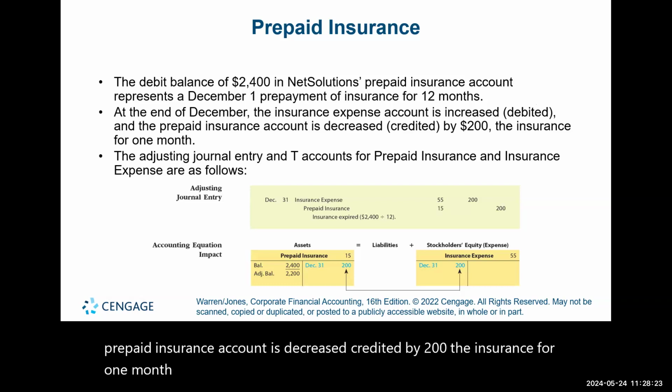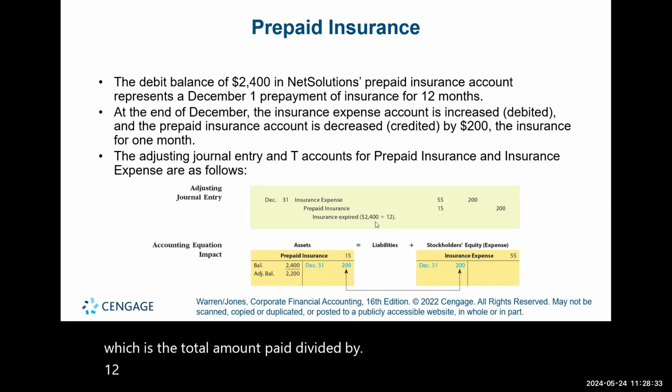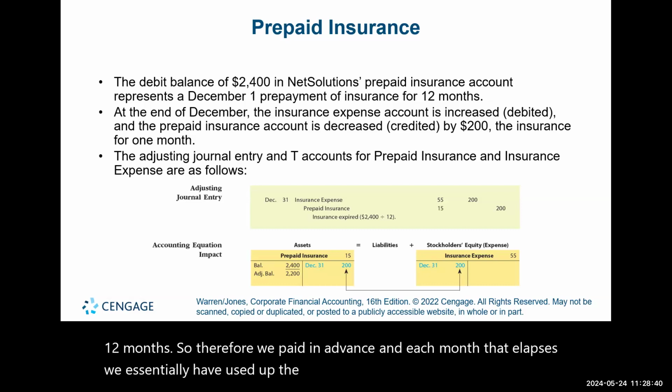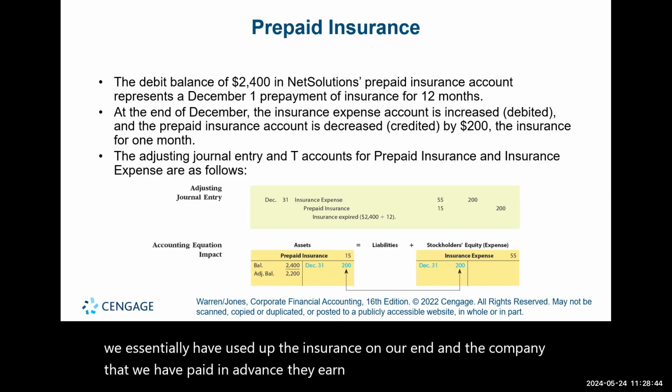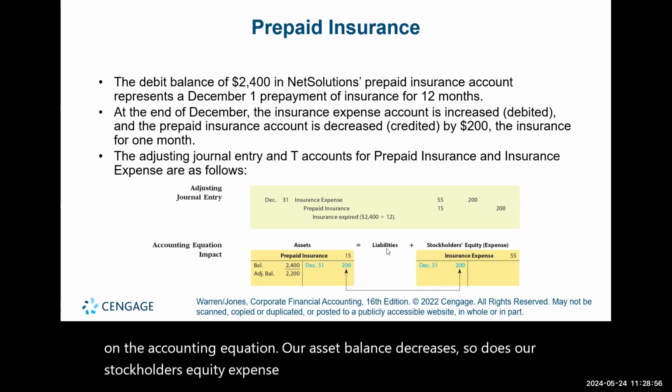So how do we calculate this amount? As it shows us here, 2,400, which is the total amount paid, divided by 12 months. So therefore, we paid in advance, and each month that elapses, we essentially have used up the insurance on our end, and the company that we have paid in advance, they earn the revenue. So this is the impact on the accounting equation. Our asset balance decreases, so does our stockholders' equity expense account by $200.